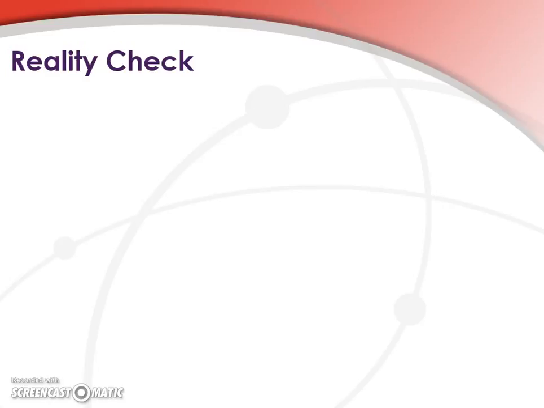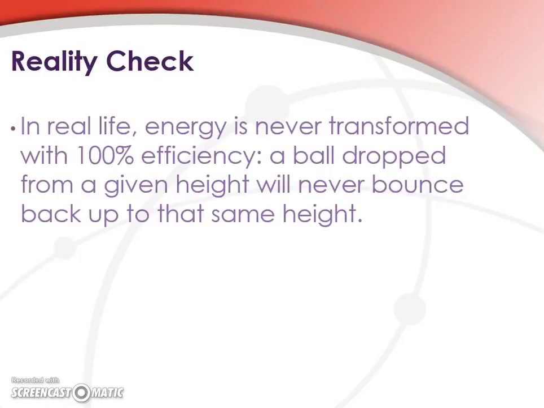Okay, one thing worth noting is that I described the idea of a ball bouncing back up to the same height it started at. And I described the concept of the kinetic energy being identical just before the ball hits the ground when we drop it, to the gravitational potential energy just before we dropped it. In real life, the energy is never transformed with 100% efficiency. A ball dropped from a given height won't bounce back up to that same height. No matter how good a super ball you have, it won't manage it.